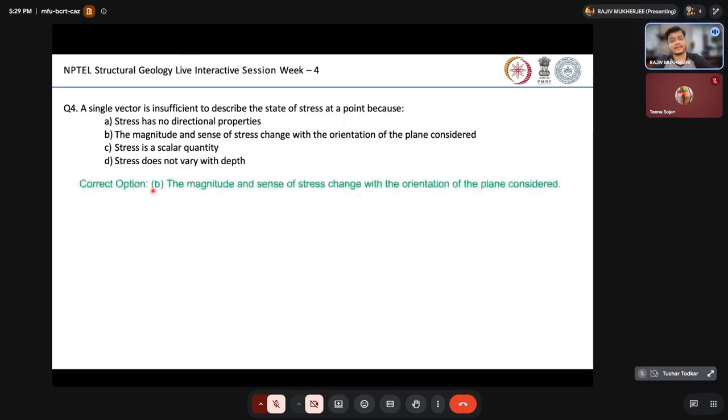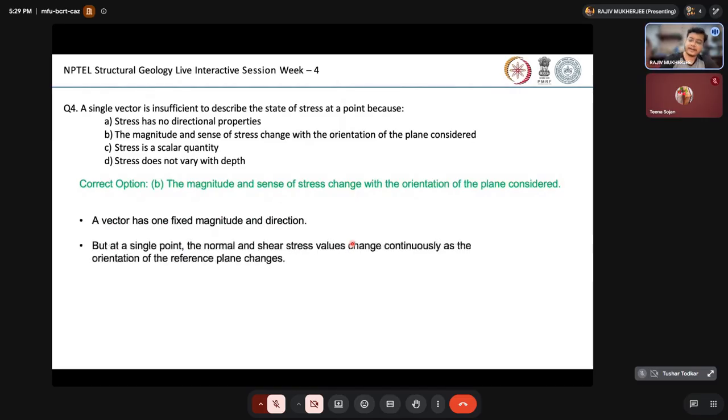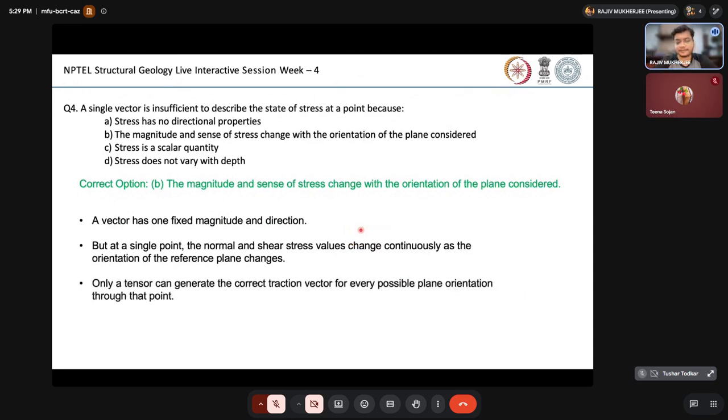The magnitude and sense of stress change with the orientation of the plane considered. A vector has one fixed magnitude and one fixed direction, right? But at a single point, the normal and shear stress values change continuously as the orientation of the reference plane changes. Only a tensor can generate the correct traction vector for every possible plane orientation through that point.